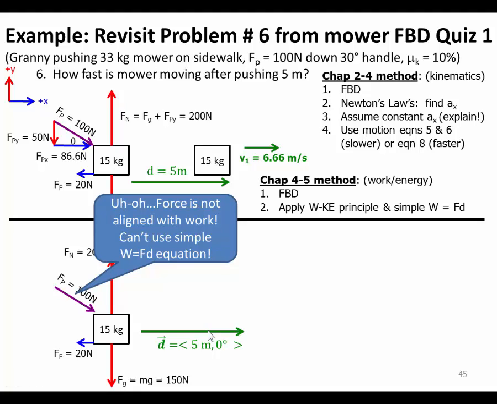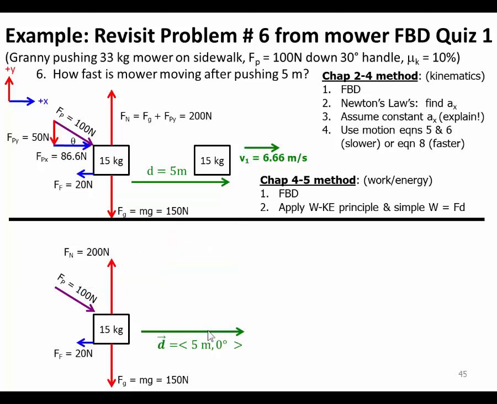So that's a problem. We can't use our simple equation unless we were to knock out this pushing force that's at an angle and just replace it with its two components. We have the downward piece and the piece to the right. So we just break it down into x and y components. Now we have vectors that are aligned with each other.